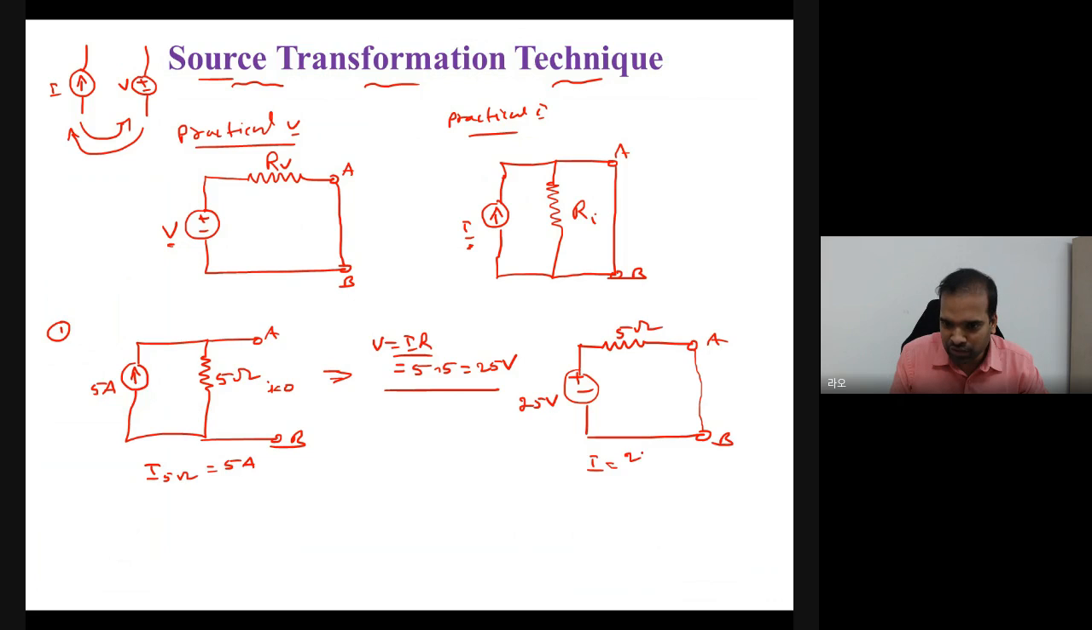So here this is 25, and R means what? 5. So 5 ones are 5 fives. This is what? The current flowing through the 5 ohm resistor is 5 ampere here, and 5 ampere in the given problem itself.